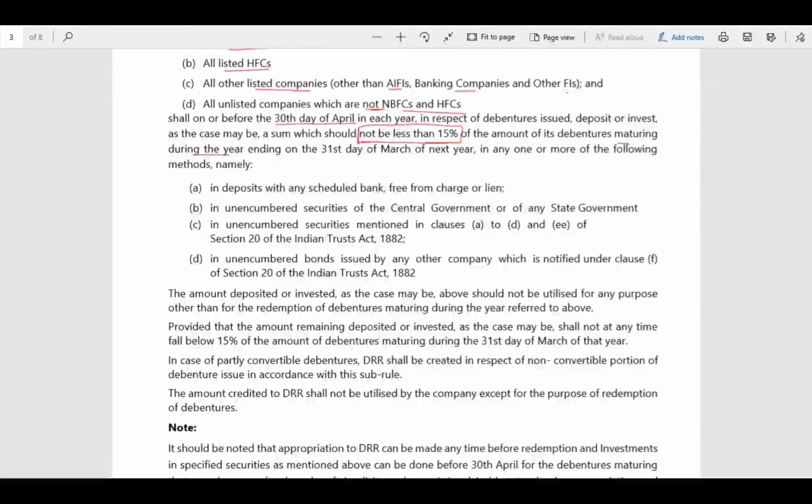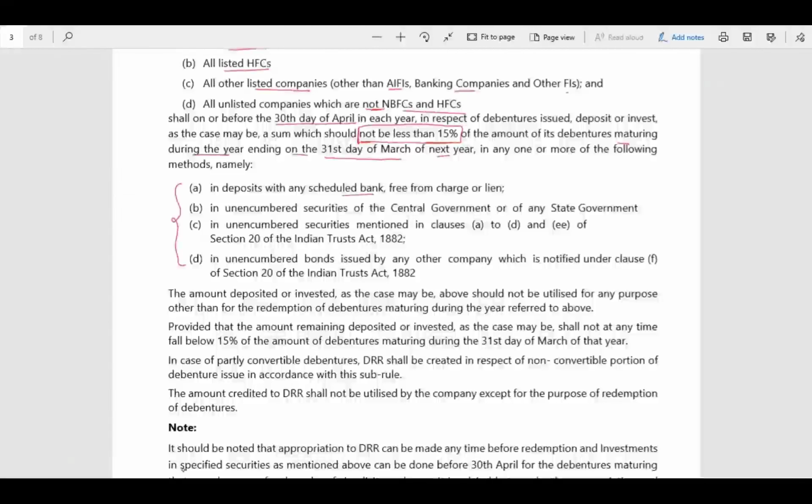So how much is going to mature? Suppose you are withdrawing part by part, that is on an installment basis. Suppose you are withdrawing, so however much you are going to withdraw, if it is there, equal to that, at least 15% you're supposed to invest. Now the year ending on the 31st day of March of next year, in any one or more of the following. So that is the mode of investments they have given.